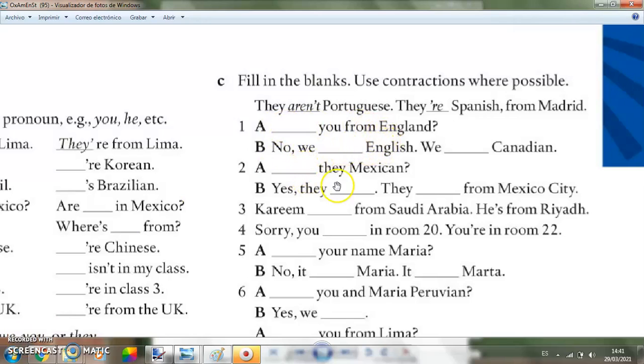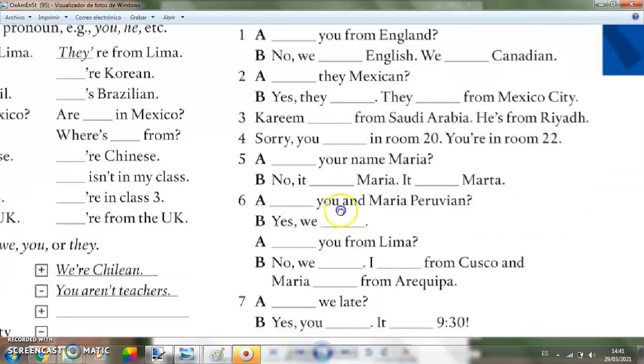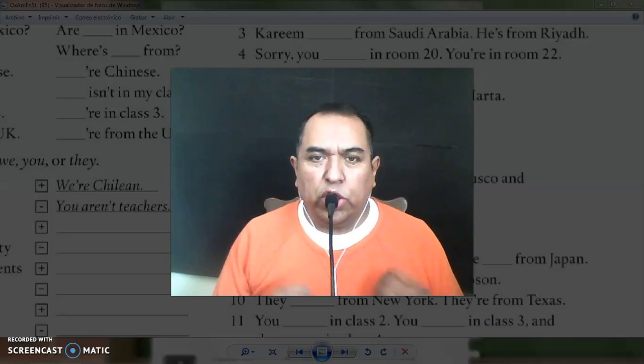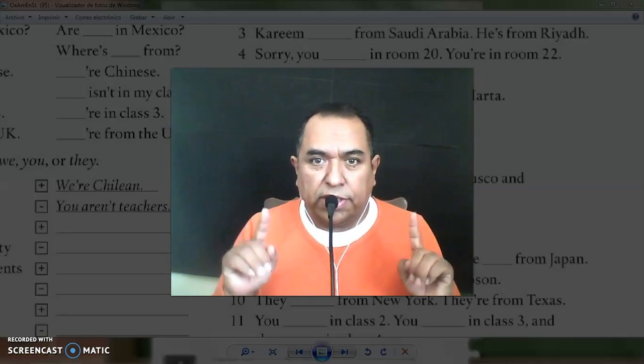Okay? Please take a look at that, read it, and so you can give me the correct answer for each of these. Some are longer, some are very simple, like number 8. I, Yumiko, she, Emi, we, from Japan. So what you're going to add here is the personal pronoun, the verb to be for the personal pronoun I, the verb to be for she, the verb to be for we.